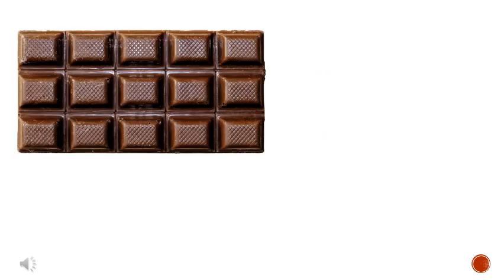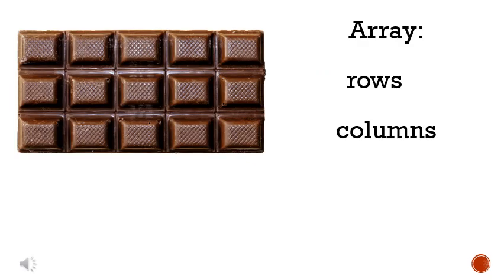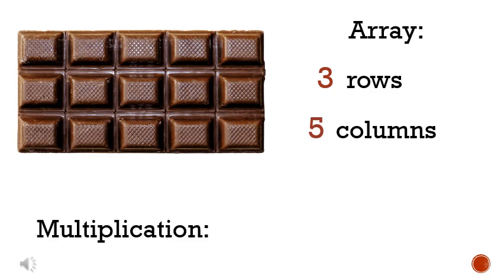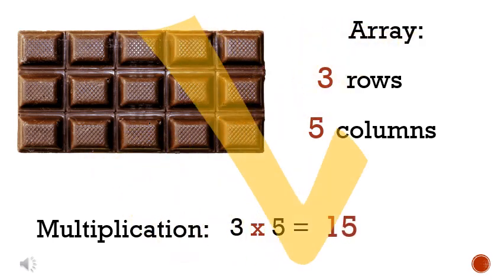Okay, your turn. Can you use the number of rows and columns to count how many squares of chocolate are in this bar? Did you see 3 rows and 5 columns? Good job. How would you write this using multiplication? Did you write 3 rows of 5 as 3 times 5? Great. If you said there were 15 pieces of chocolate, you're right. Great job.